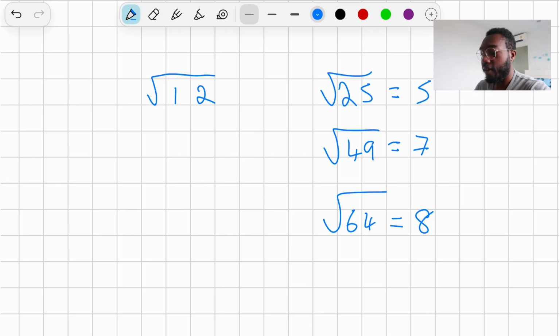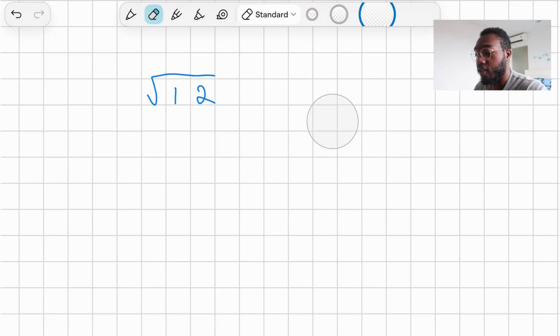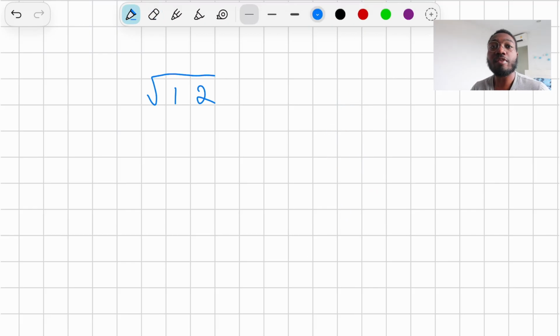However, if we have something like this, where we just have root 12, 12 is not a square number. So because 12 is not a square number, this would be considered a surd. And in A-level maths, what we need to do is simplify these surds down, okay? So right now we have the square root of 12, and we want to simplify down that surd. So how do we do that?